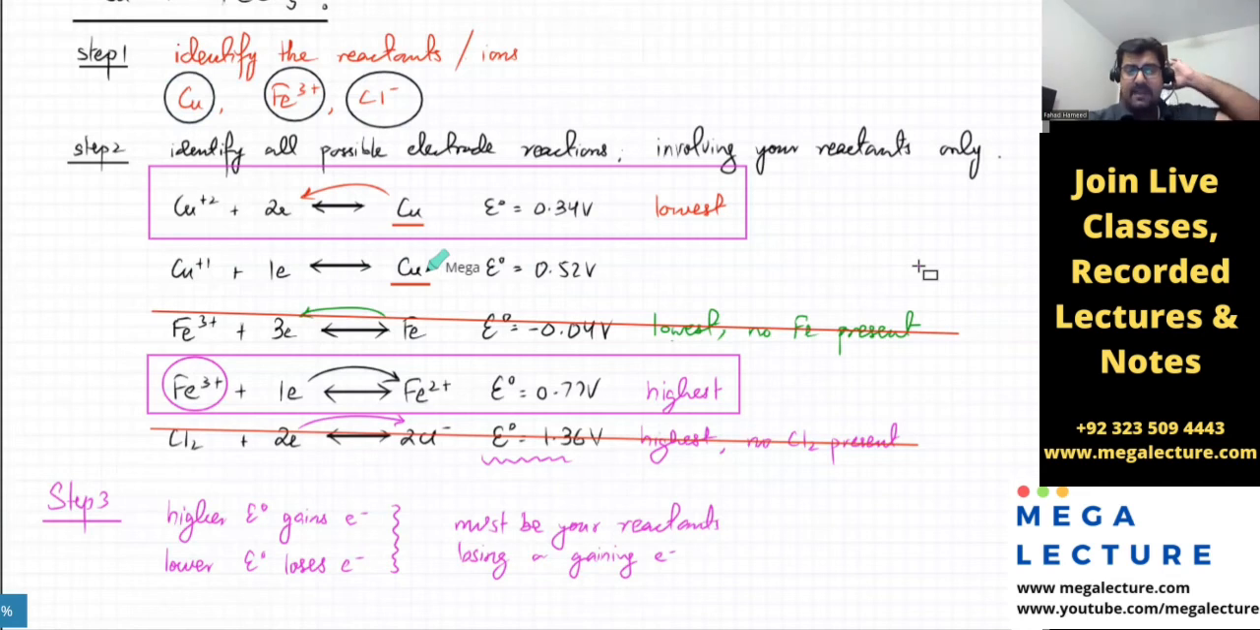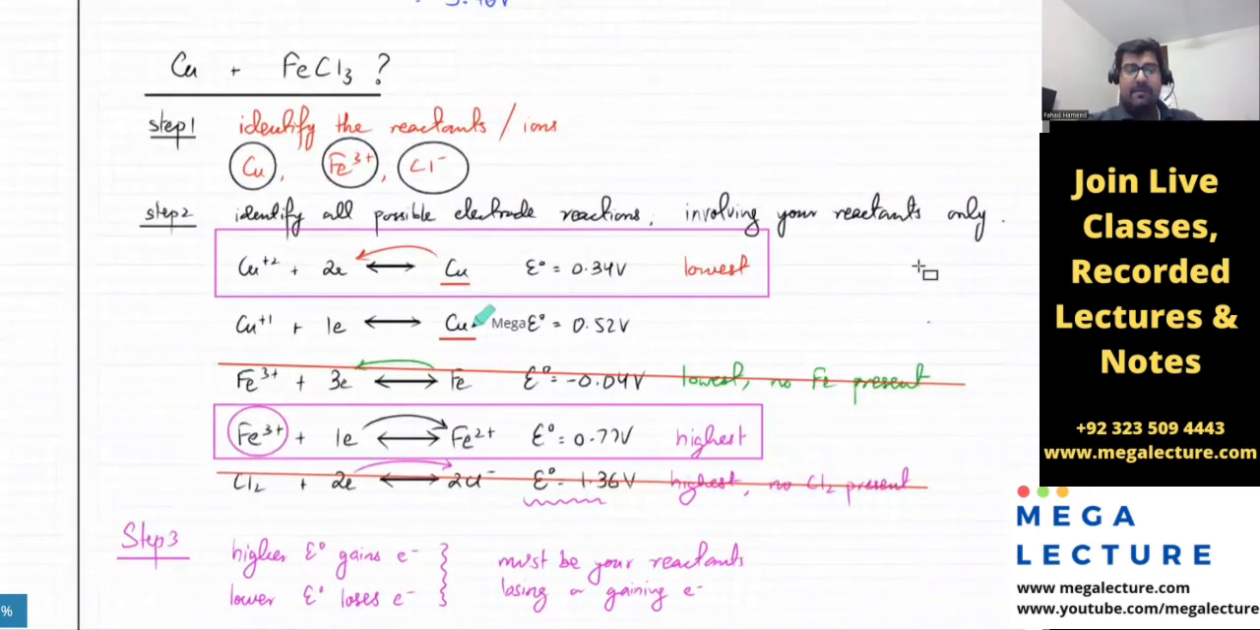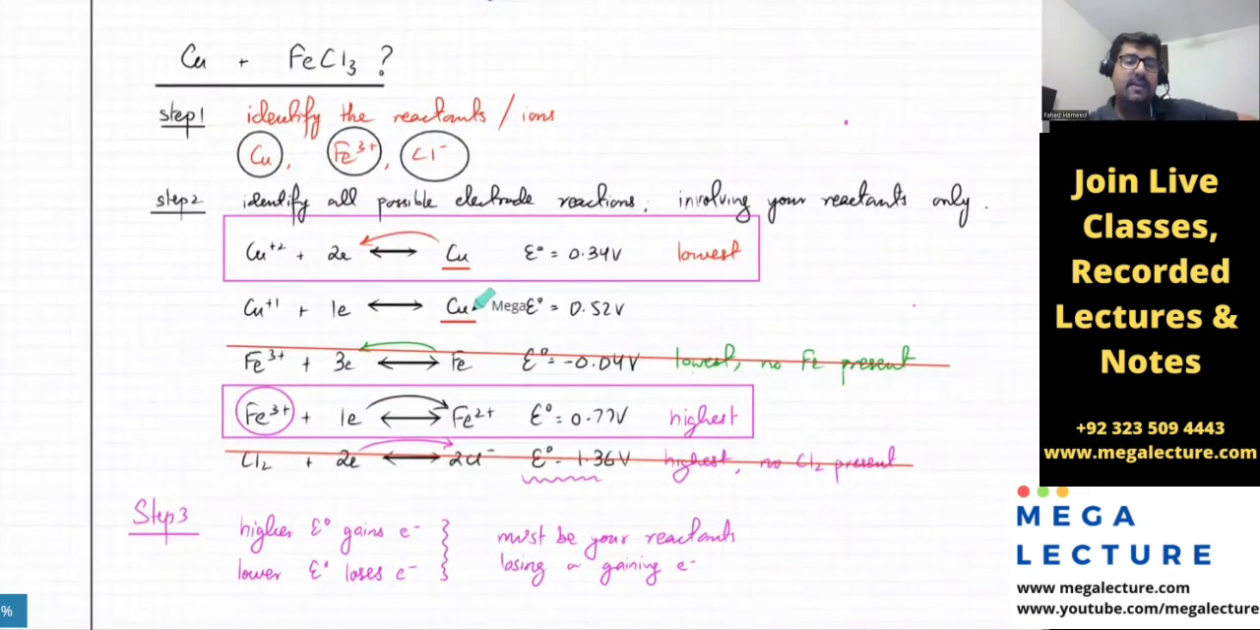So the problem with this reaction was, let me just repeat, that multiple things could have happened to copper. Copper could have turned into copper 2 plus, copper could have turned into copper plus 1. So you weren't dealing with just one electrode. Fe3 plus could have gained 3 electrons, Fe3 plus could have gained just 1 electron. Same with Cl minus 1, something could happen to Cl minus 1.